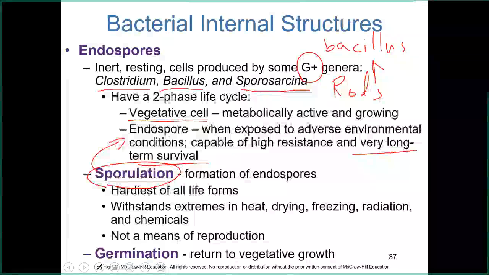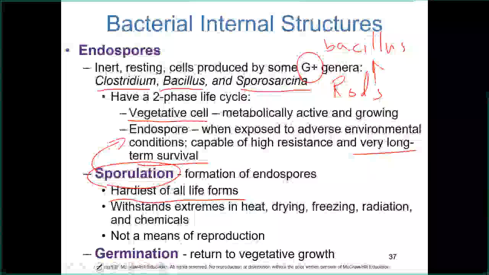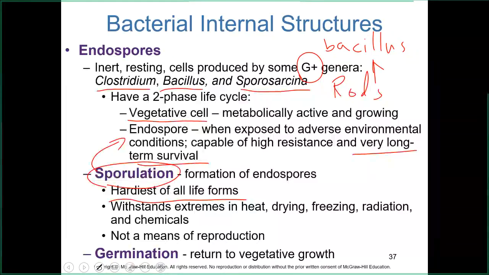And as far as we know, as far as living things are concerned, these are the toughest. They're the hardiest of all life forms. There may be some microbes, the prions in particular, that are not truly living, that may be a little bit more resistant even than endospores. All right, there's good indication that that's a possibility. So I'll just tell you, that's pretty impressive, because endospores are very, very, very resistant.